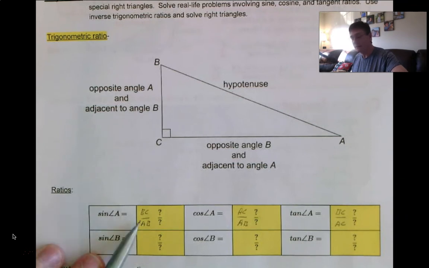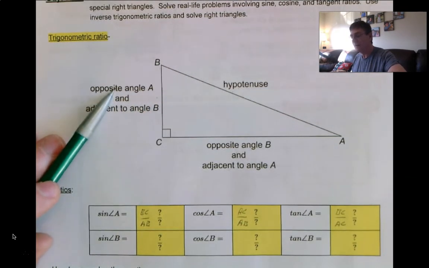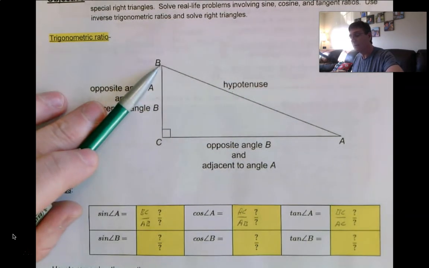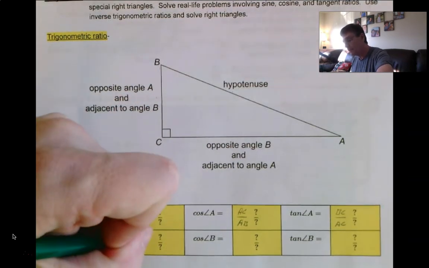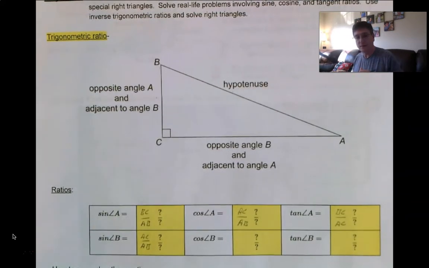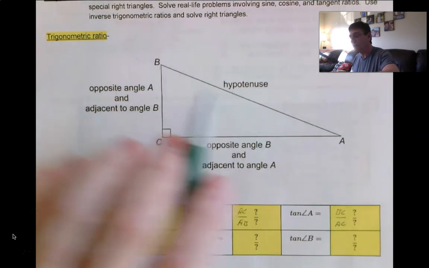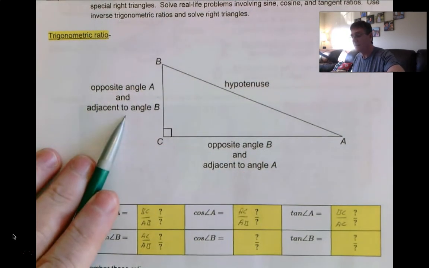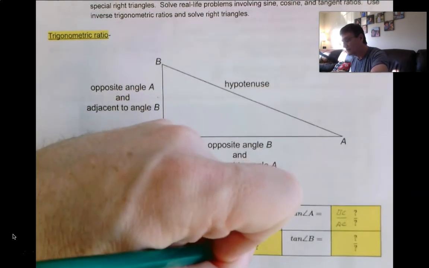Sine of angle B. It's still the same relationship. Sine of angle A was BC over AB. That was opposite angle A over the hypotenuse. Well, now we're at B, so we have to look at opposite angle B. That's now AC, over the hypotenuse, which doesn't change. That's still AB. Cosine of angle B. Well, cosine of angle A was adjacent to angle A over the hypotenuse, but now we're at B. What's adjacent to B is BC over the hypotenuse, which is still AB.